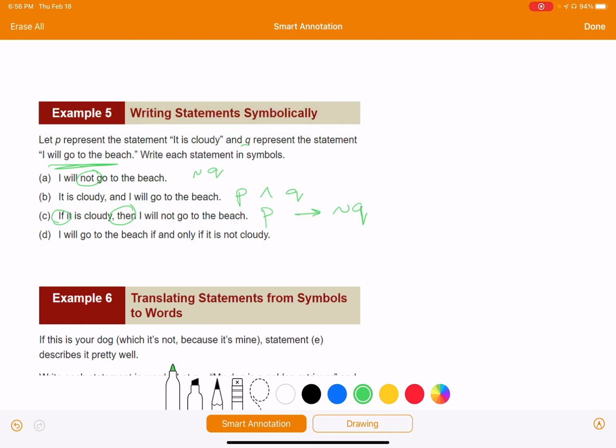I will go to the beach if and only if it is not cloudy. So this is a biconditional. And I can say, I will go to the beach, which is Q, if and only if it is not cloudy. So I'm going to negate my P.